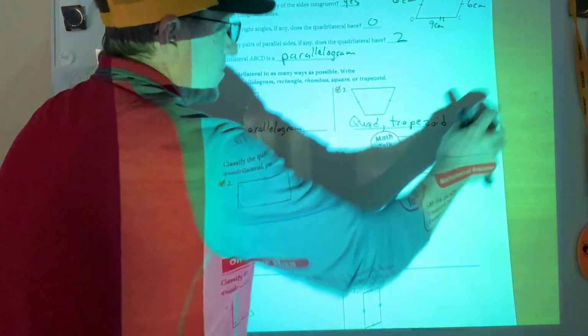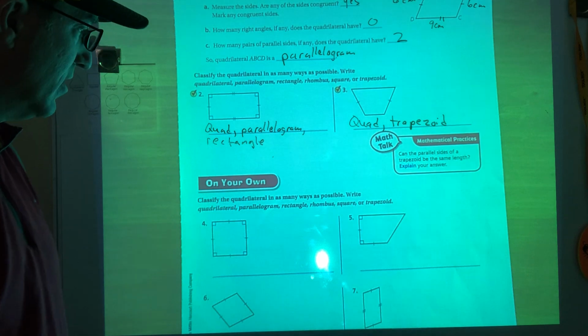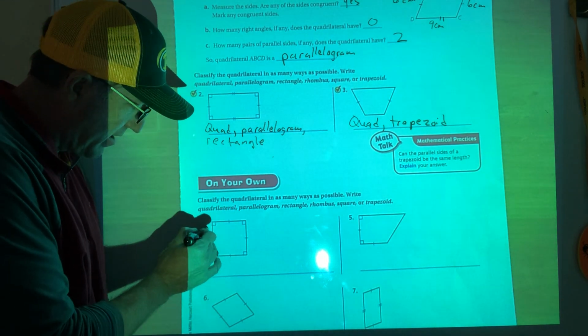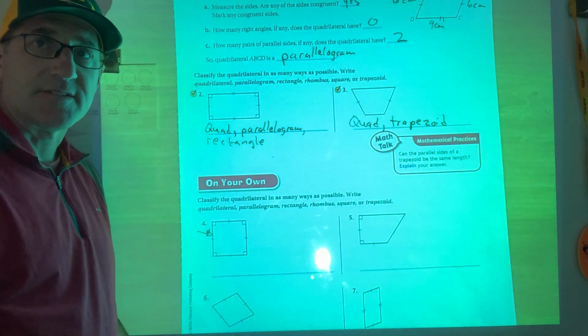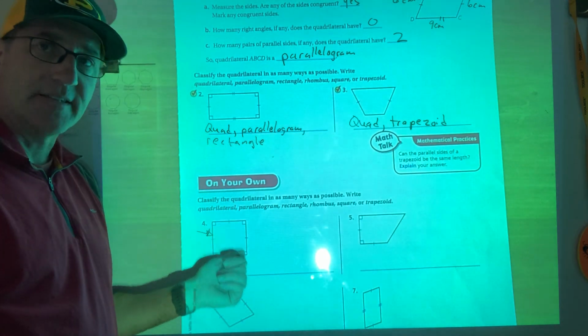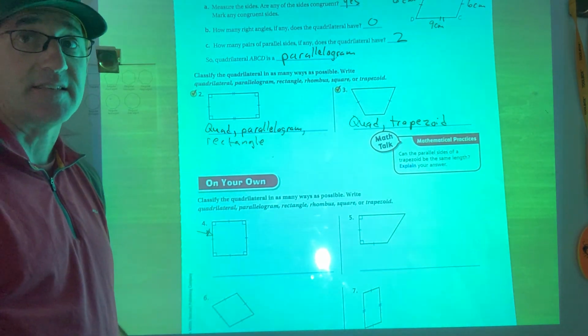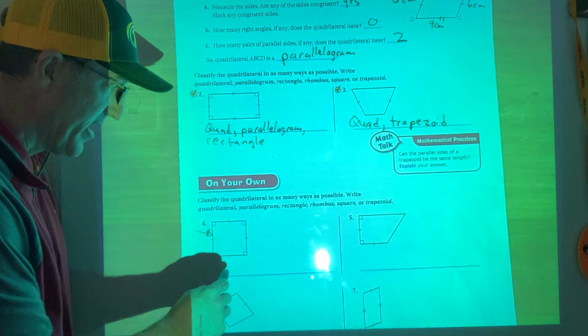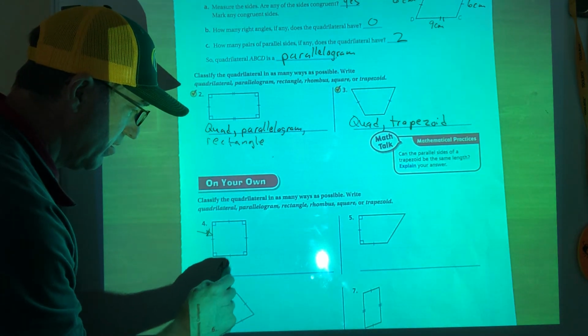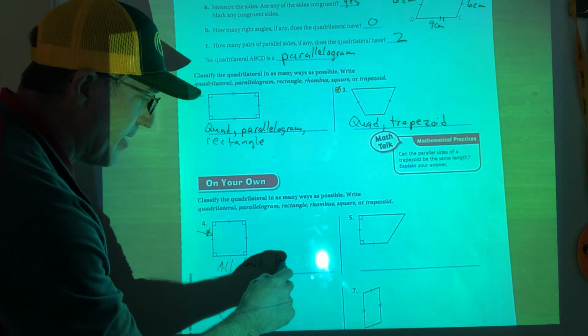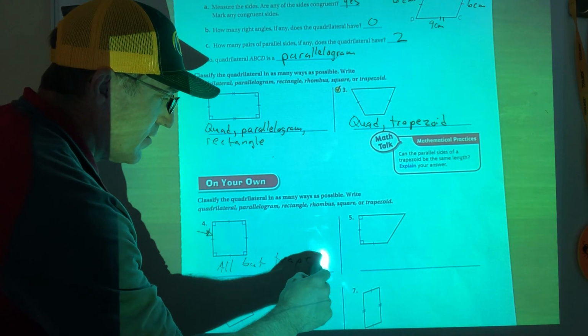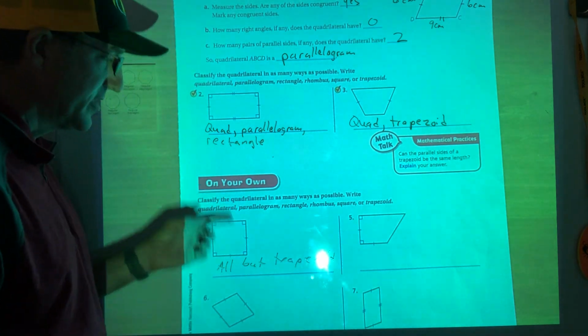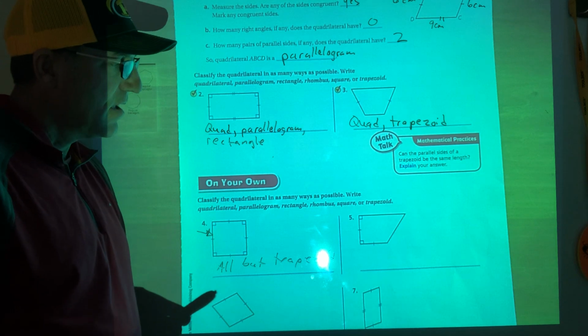Okay, so let's take a look down here. What do we got? Look, every time I see that, what's that? That's a square. All congruent sides, 90-degree angles. So I know it's everything except a trapezoid. So I'm gonna write down here, all but trapezoid. Okay, it's not a trapezoid because it has 2 sets of parallel sides.